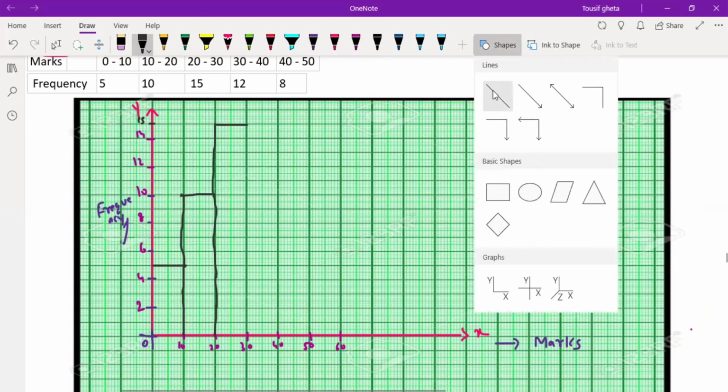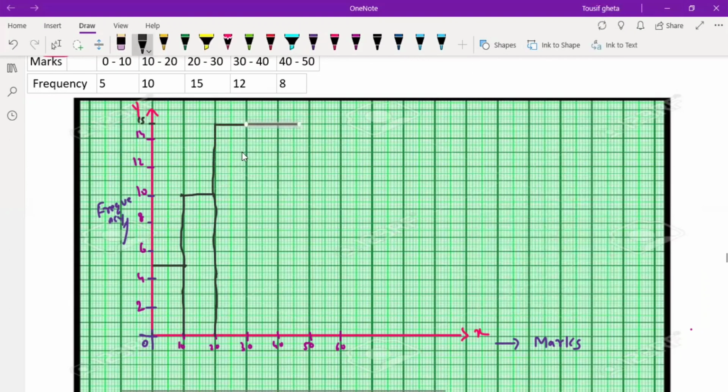So let us use the line now. Let us just erase that part. Okay. The next one, 30 to 40, it's 12. 12 is already in our graph. So till here it's our 12. As you can see, 12 lies over here. So till here you have to draw the bar graph.